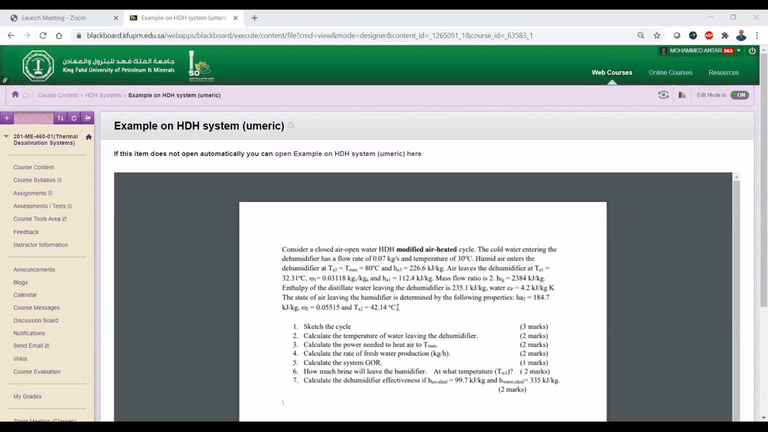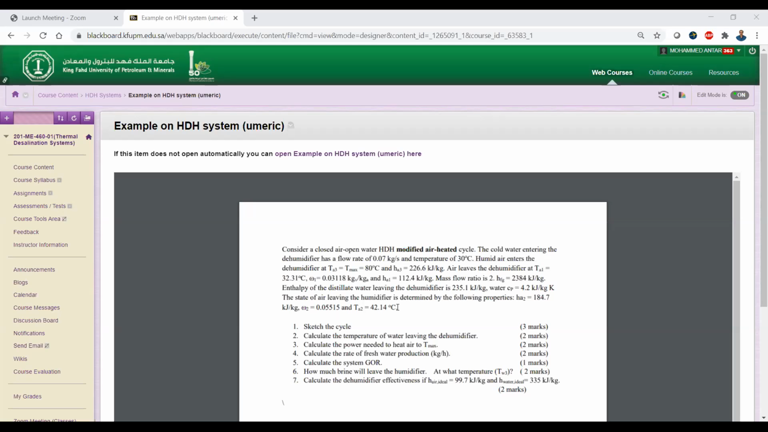You may, if you wish, open the Blackboard and open the PDF file, which is in the HDH folder, or at least you can take a screenshot, because we are going to remove this problem header in a while after we read it.